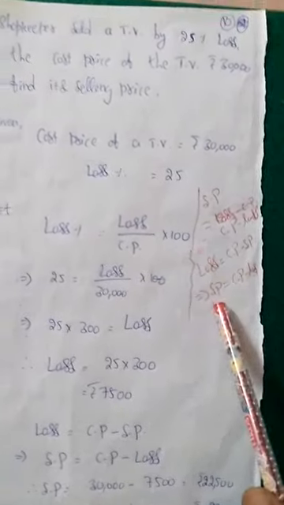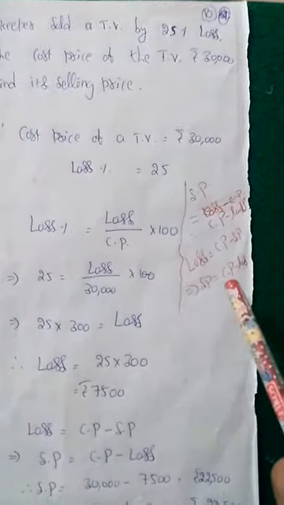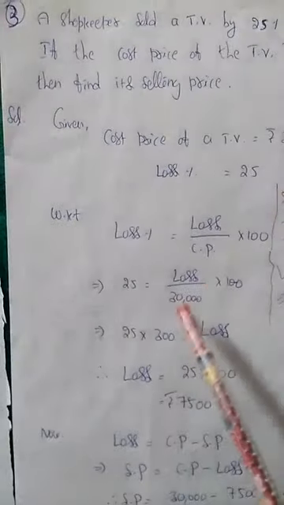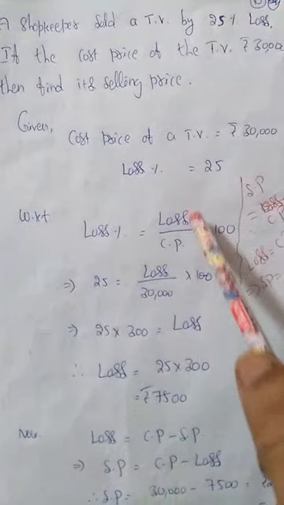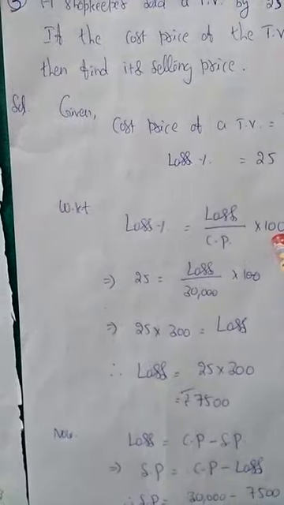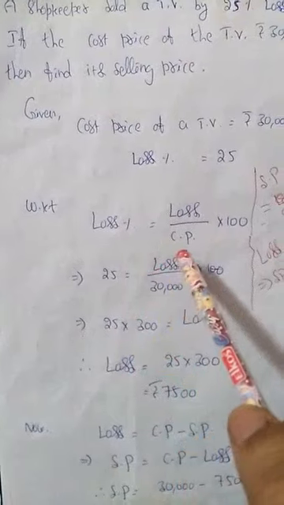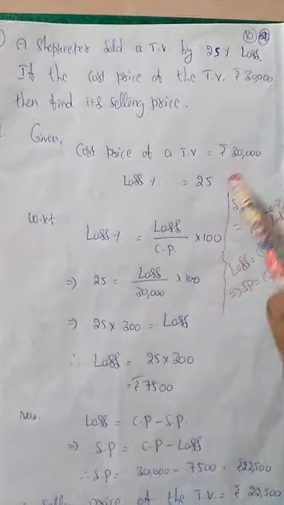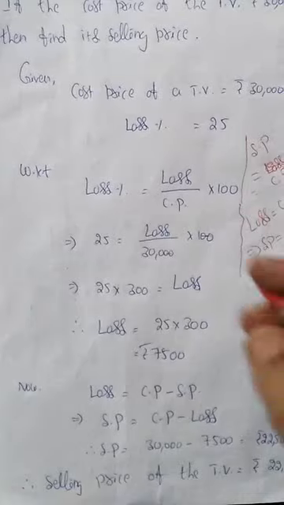So here we have to find selling price, and cost price is given. If we know the loss, then we can easily tell the selling price. That's why we have to find loss. To find loss, the formula is loss percent equals loss by CP into 100. Loss percent, how much is given here? 25 equals loss, which we don't know and have to find, by CP. CP, how much is given? 30,000 into 100.